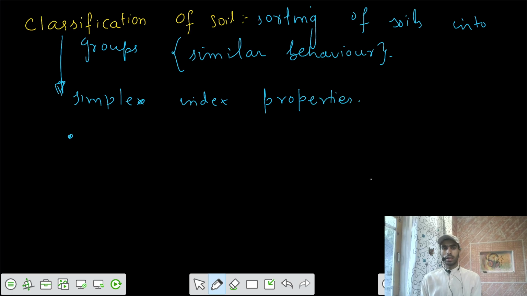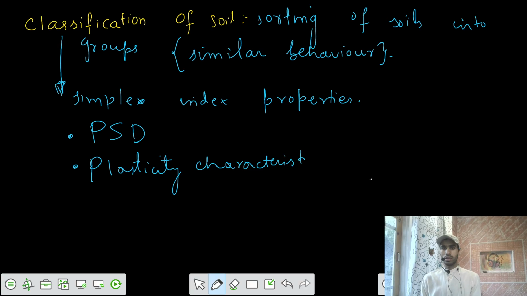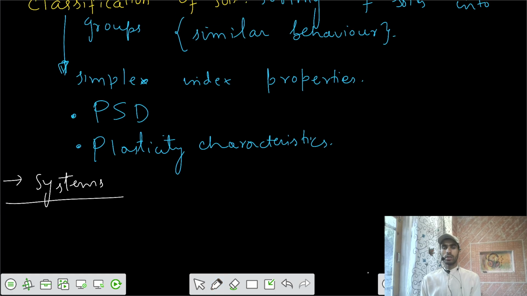One of the properties was particle size distribution. One more was plasticity characteristics. So based on these two properties, we are going to classify the soils. A few systems have emerged for classifying the soils.